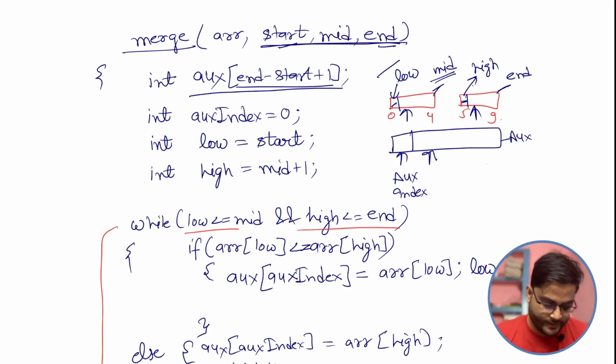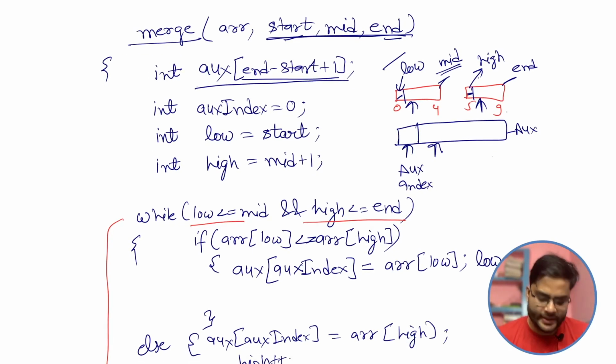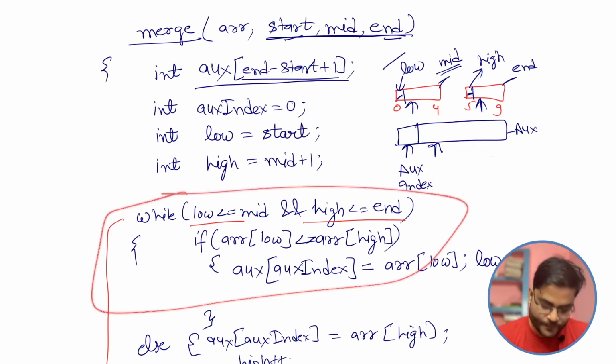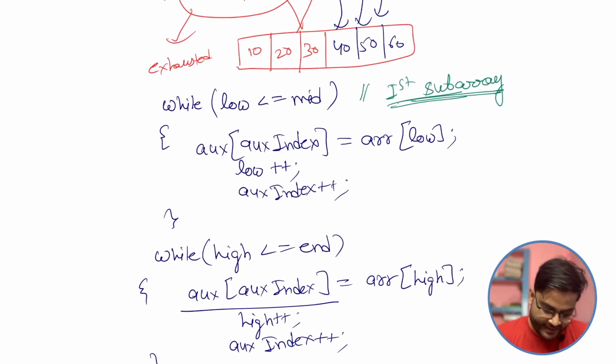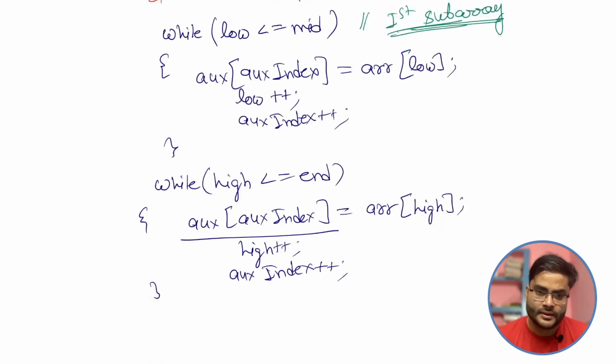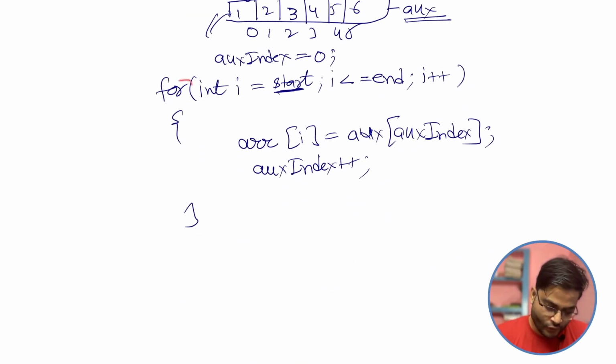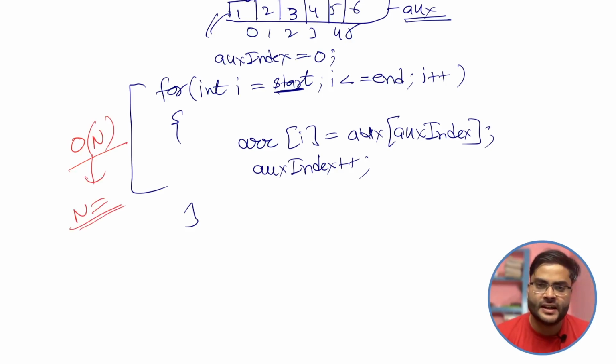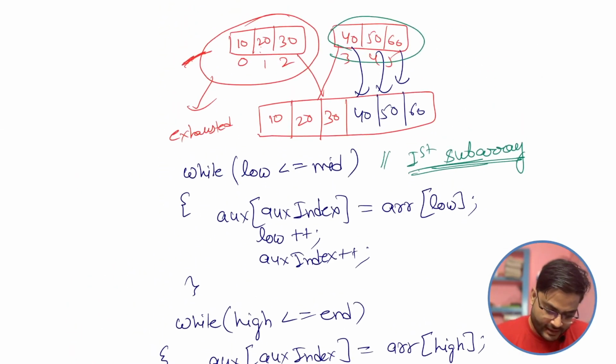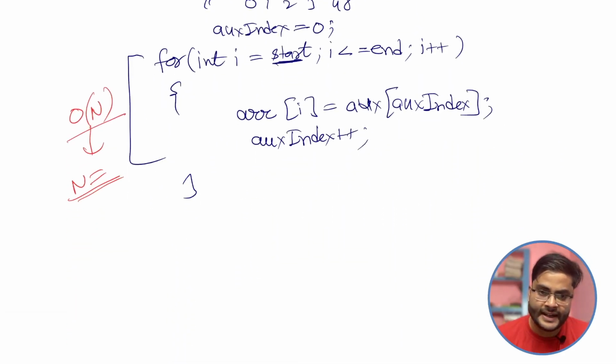So if we see in merge algorithm, what we are doing, we are running this while loop, right? And we are running a for loop. So this for loop will take order of n times, where n is the number of elements which we are sorting. Okay, so this for loop will take order of n time, and the above three while loops completely will take how much time?